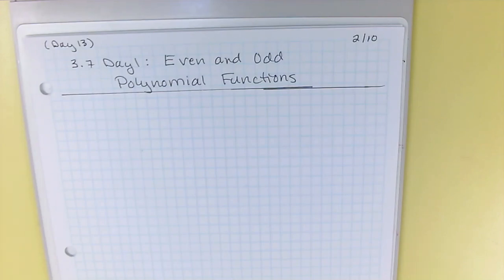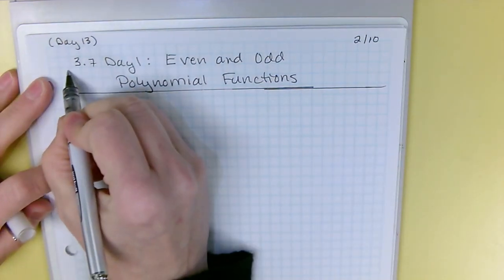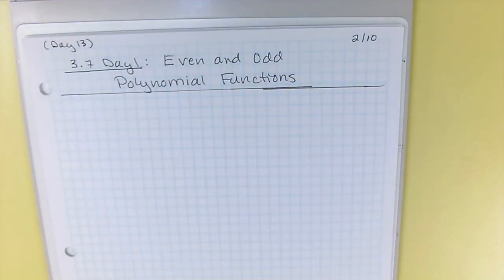Okay, so 3.7 is even and odd functions. Even and odd are algebraic definitions. They're not about whether it looks even or odd; it depends on the algebra. The reason that we classify things as even or odd is so that we know what their qualities are.